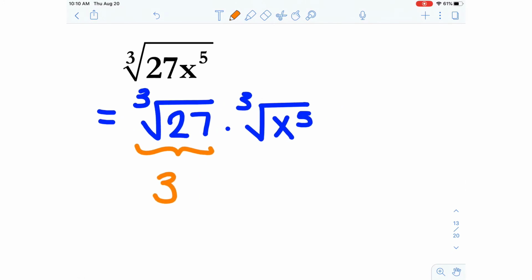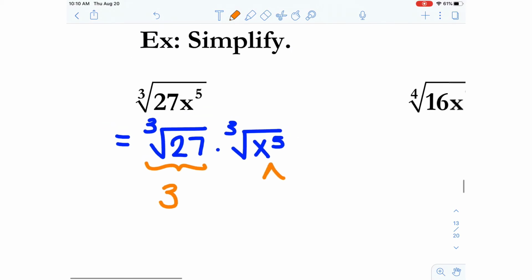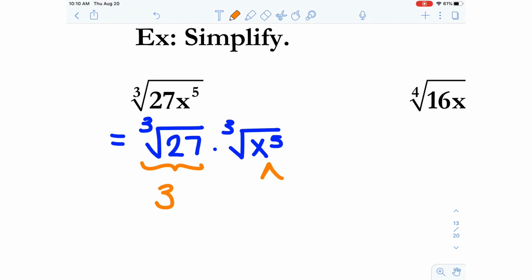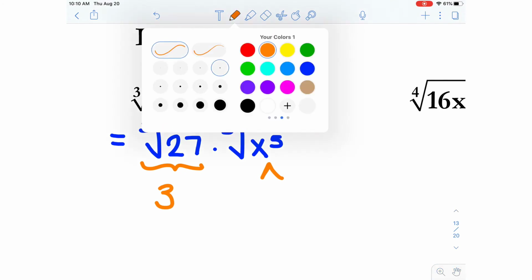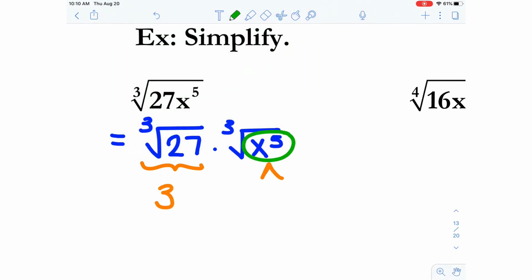Well, this I am going to break up. I'm going to break this up into something I can cube root and something maybe I can't. But to explain that better, let's think about what x to the 5th actually means. I hope you can all agree that x to the 5th means x times x times x times x times x, 5 times.